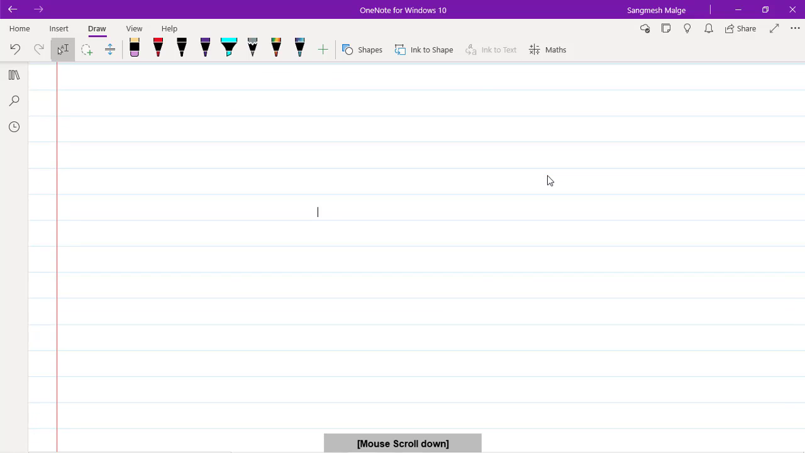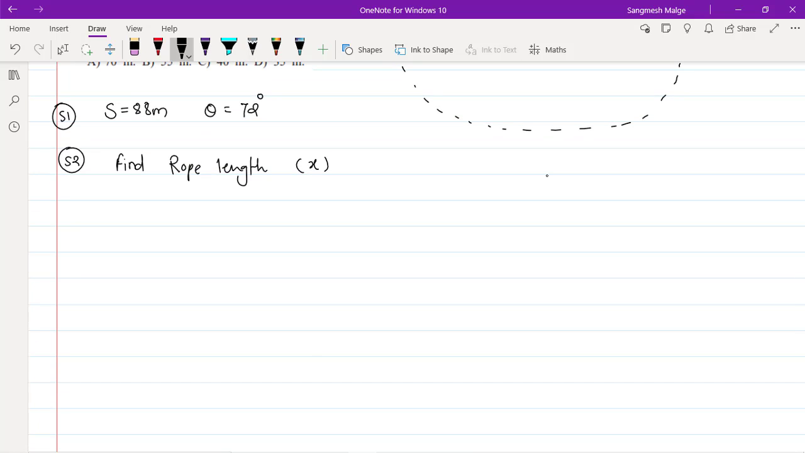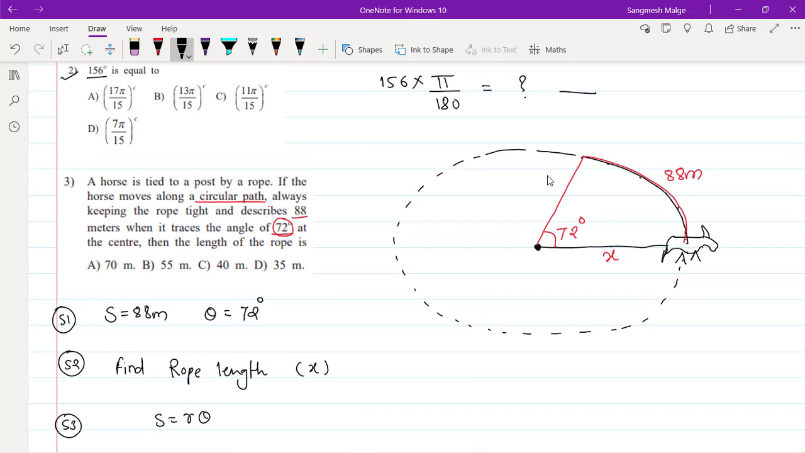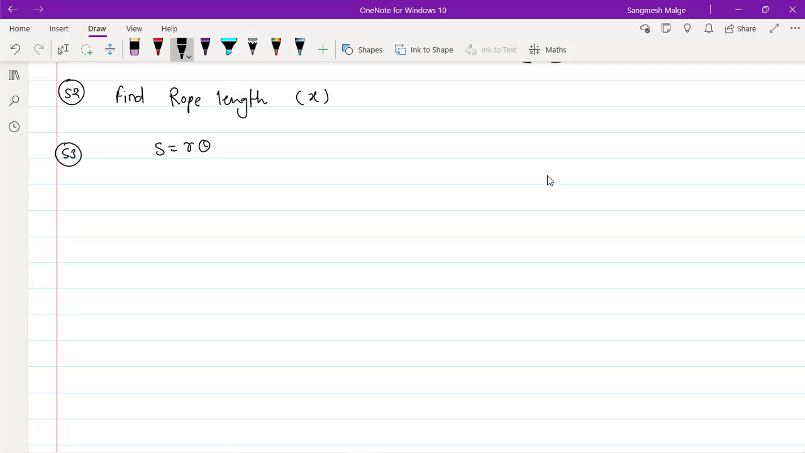So how will we do it? Step number 3: use the formula S is equal to R into theta. This X is nothing but R, the radius of the circle. Will you agree? Yes. So R is equal to S by theta. How much S have they given? It's 88. And this theta is 72 degrees.